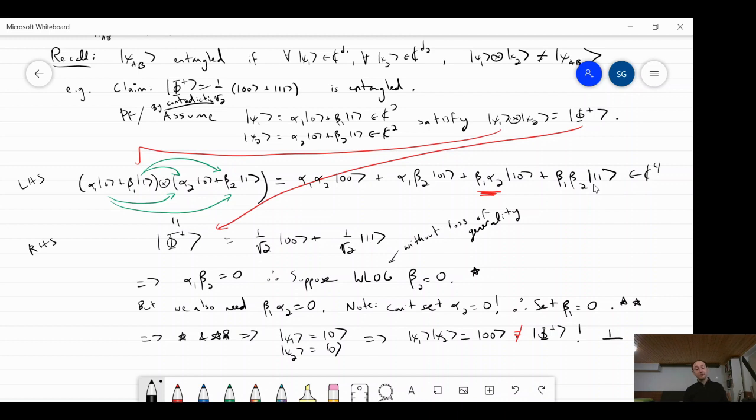Okay, so the Bell state is indeed entangled under this definition I've given you, that entanglement means you cannot factorize a state into its components, into a tensor product of two single qubit states. So that's a simple example.